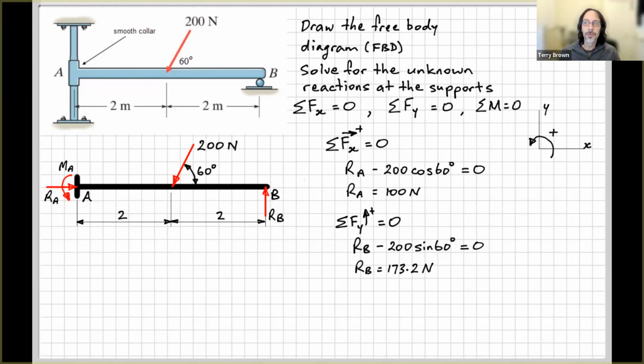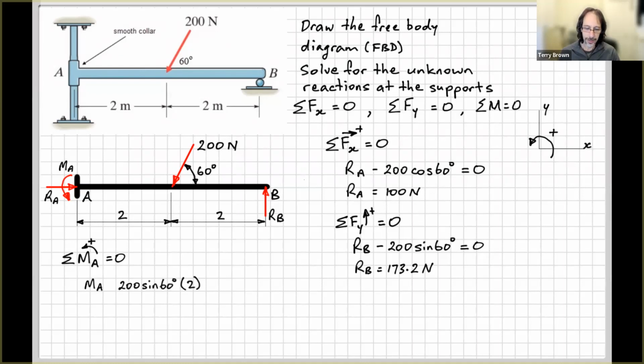Next, apply our moment equation, and we're going to use our equation sum of the moments equals 0, we need to indicate which way is positive. So if x and y are defined to the right and upwards like this, then anti-clockwise is correctly positive. And we need to also indicate the point about which we're calculating moments. So let's do this now. So sum of the moments about point A, we have the moment reaction, MA. Let's put that in, anti-clockwise.